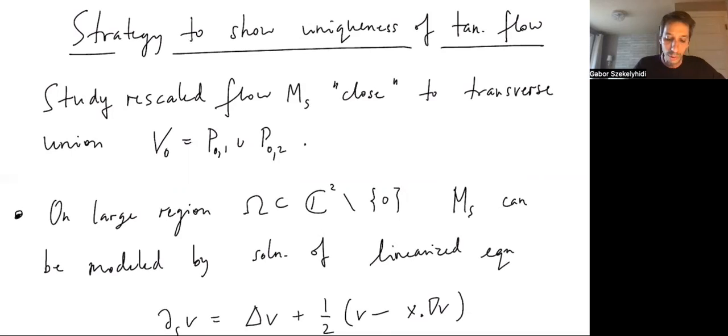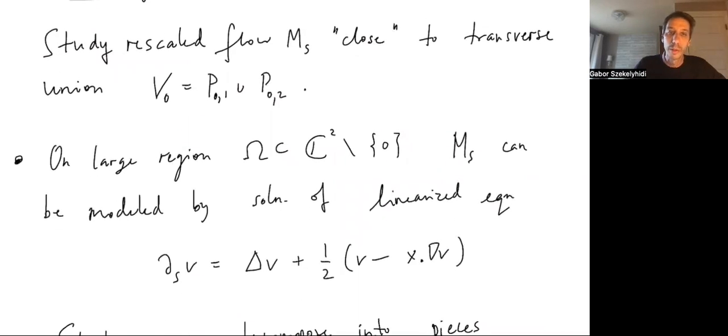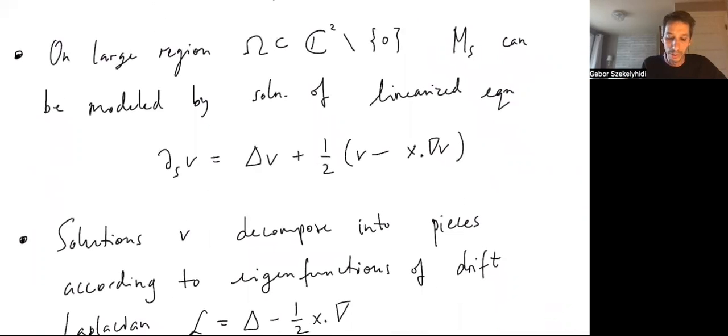Well, since you're very close to two planes, what you'd like to do is somehow linearize the problem. So on a large region, away from the origin and away from infinity, you will be able to write such a flow as a very small graph over the two planes, and you can approximate the mean curvature flow by its linearization. So for the rescaled mean curvature flow, the linearization looks like this. It's a kind of drift heat equation with this extra term coming from this x perp in the formula for the rescaled mean curvature flow.